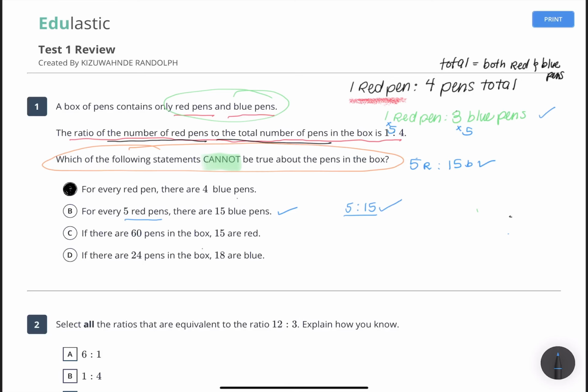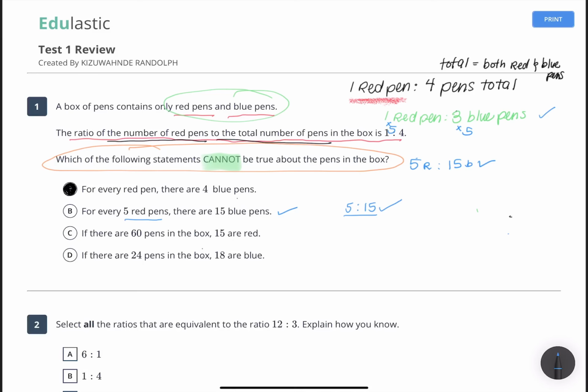Then the next choice says that if there are 60 pens in the box, 15 are red. So this one, the order may be different. It's trying to trick you, but the order is different because the ratio is going from red to total pens, but this question is going from the total to the number of red pens. So what I want to do is I can either reduce this ratio or put it in the format that the question has it in.